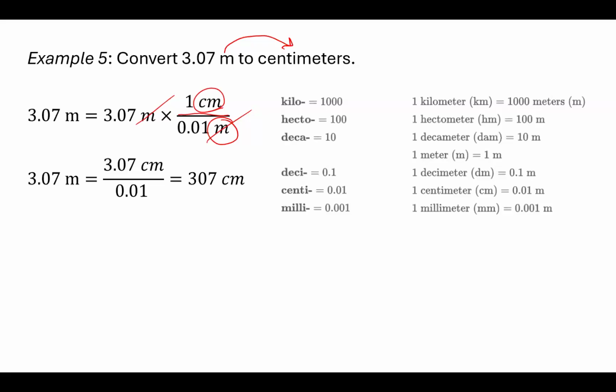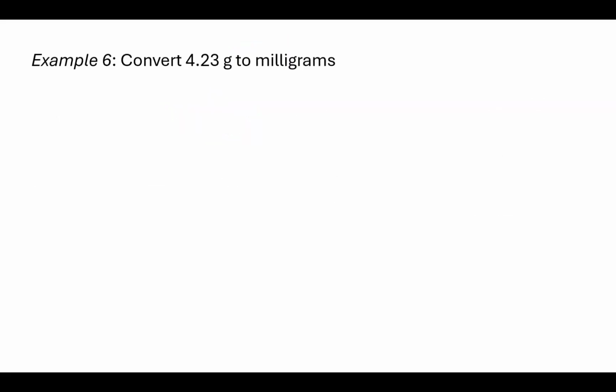So 3.07 meters is equivalent to 307 centimeters. Let's do another example. As mentioned, we're still in the metric system, but now we're doing weight. The unit of weight in the metric system is the gram. In this case, we want to convert 4.23 grams to milligrams.